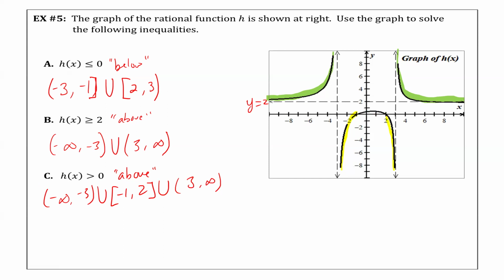You can have more than one interval, yes. Good call, Emiliano. This should just be parentheses because it says strictly greater than, not equal to. Thank you. All right.